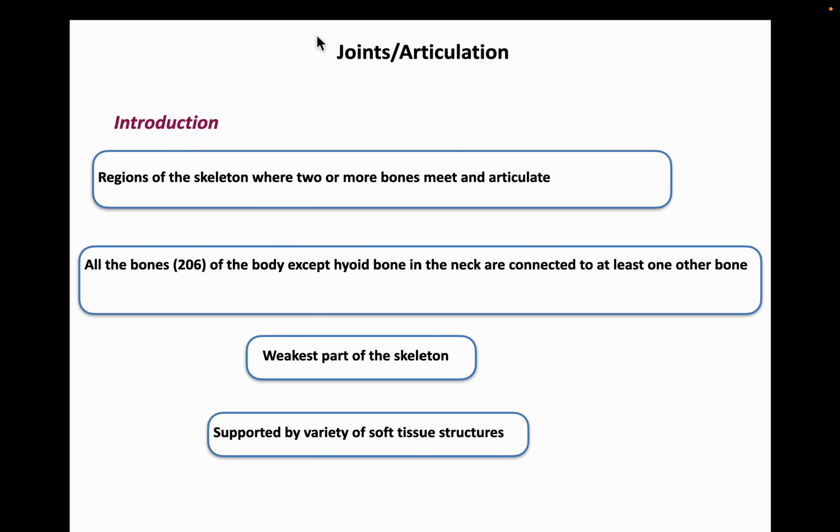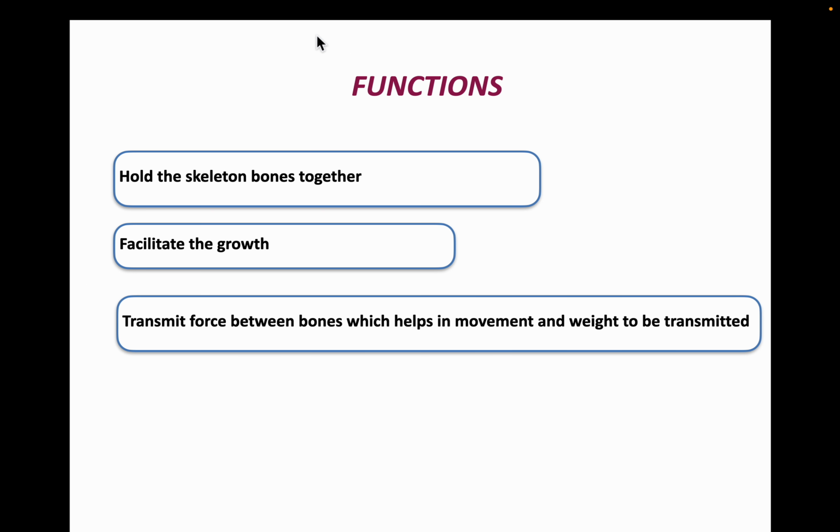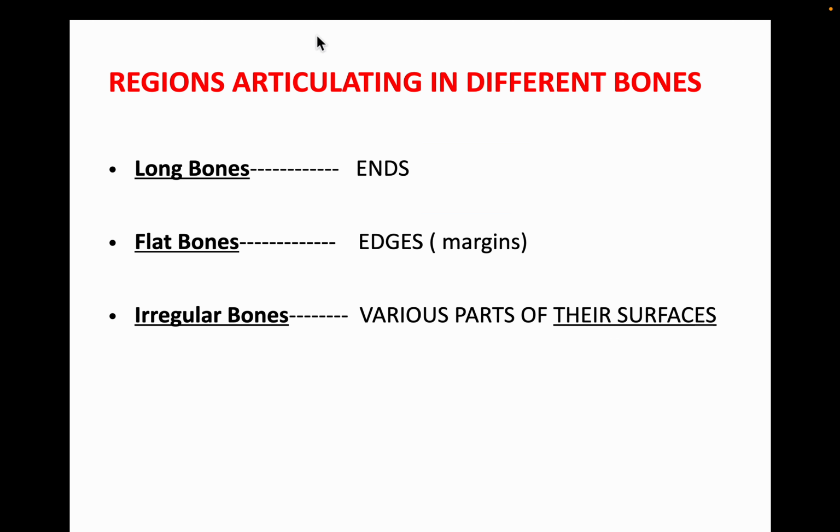Regions of the skeleton where two or more bones meet and articulate are given the name joints or articulation. All the bones of the body except the hyoid bone in the neck are connected to at least one other bone. This is the weakest part of the skeleton, which is supported by a variety of soft tissue structures. The functions of the joints are they hold the skeleton bones together, facilitate growth, and transmit force between bones, which helps in movement and weight to be transmitted.